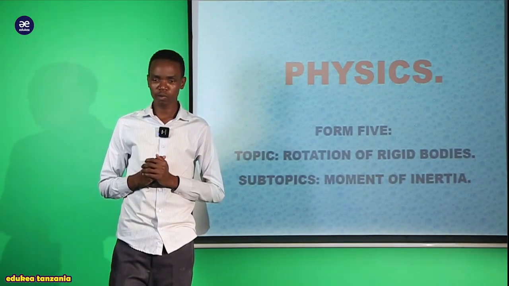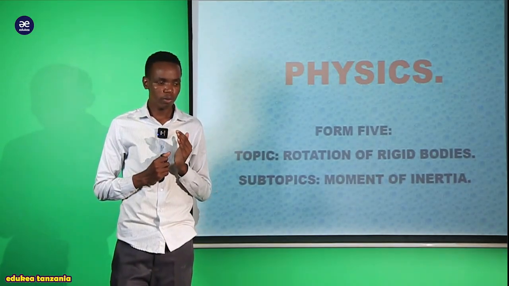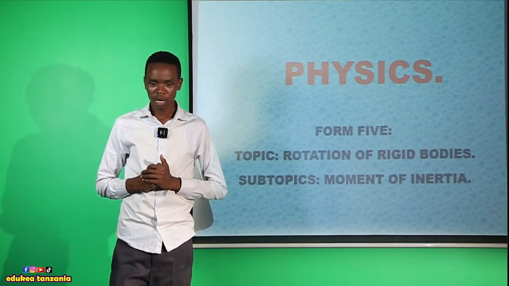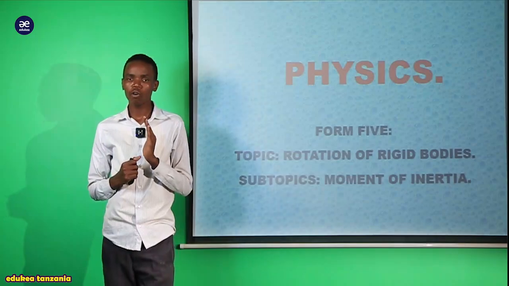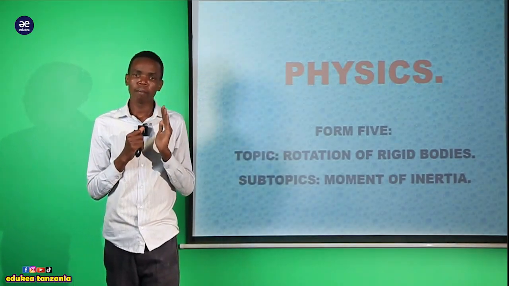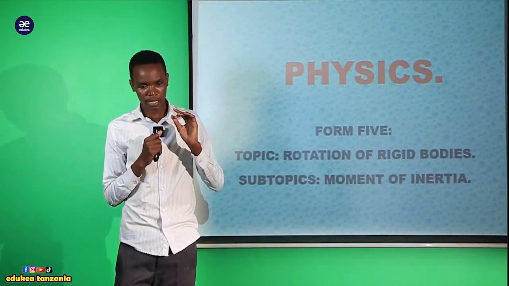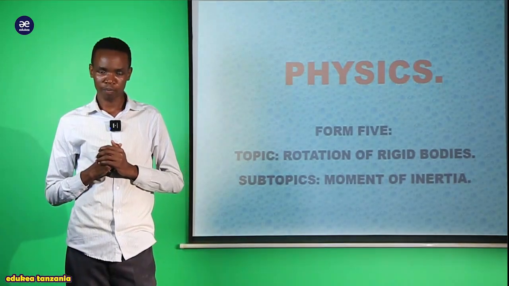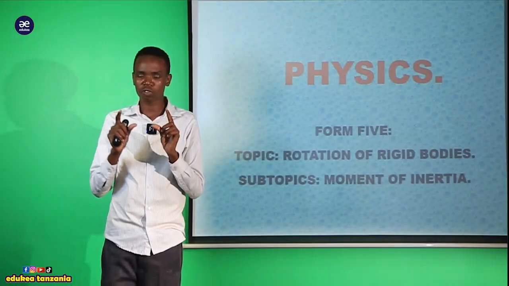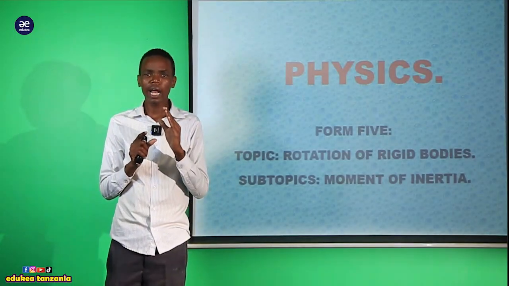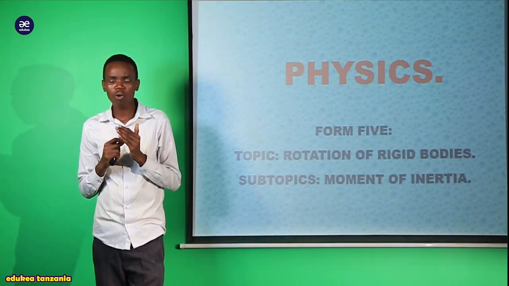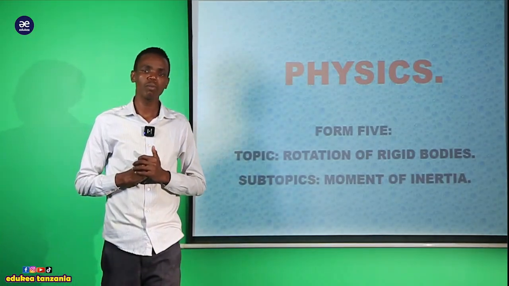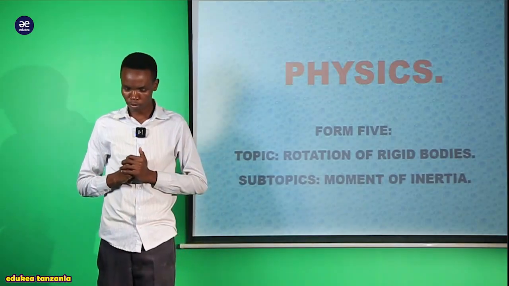In the last session, we saw how we can obtain the moment of inertia for a solid sphere. We said that the moment of inertia for a solid sphere is obtained by taking 2 divided by 5, then multiplying it by mr squared, where m represents the mass of the solid sphere, while r represents its radius. That is what we tried to demonstrate in the last session.